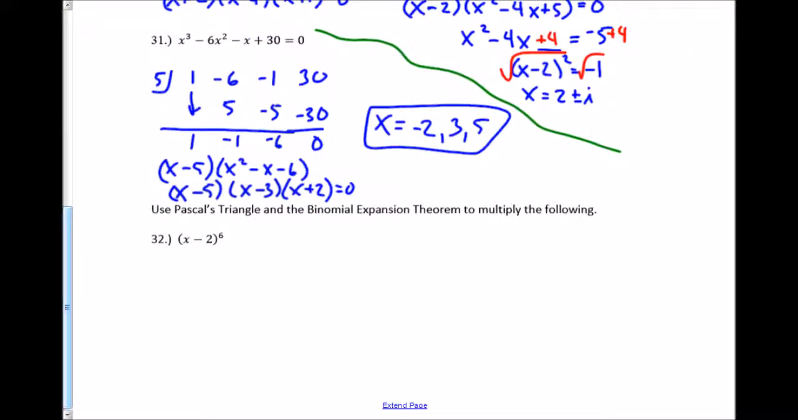This one I'm going to use Pascal's triangle. And remember, Pascal's triangle is this thing. And we can continue to create this by just adding the terms to the ones next to each other. We have to keep doing this until I get the row that is associated with the 6th power.